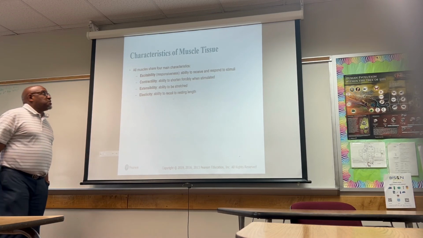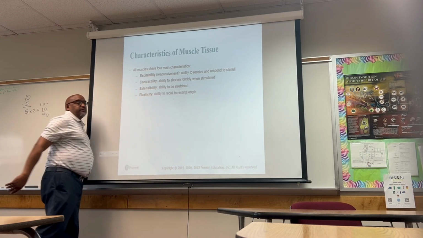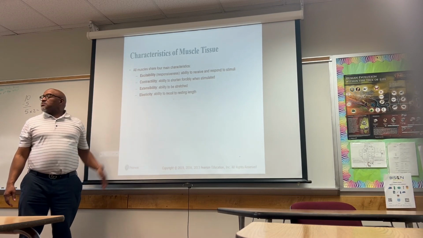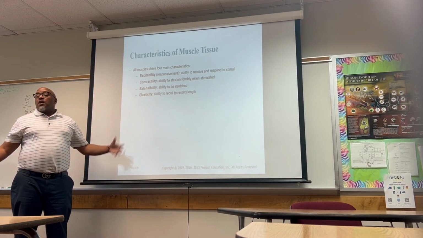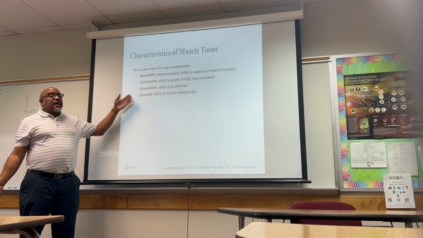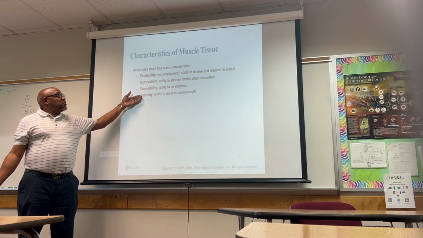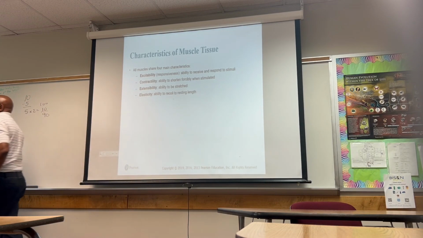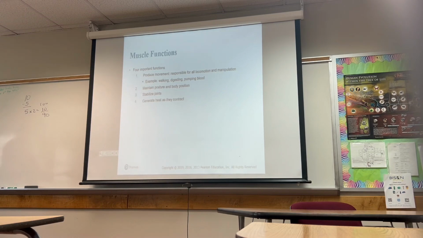There are other cells in the body that are excitable, but they don't have all these other characteristics. Nervous system cells are excitable. We've talked about some connective tissue that's elastic, but the connective tissue that's elastic is not also excitable. So again, all 4 of these characteristics are components of a muscle cell.